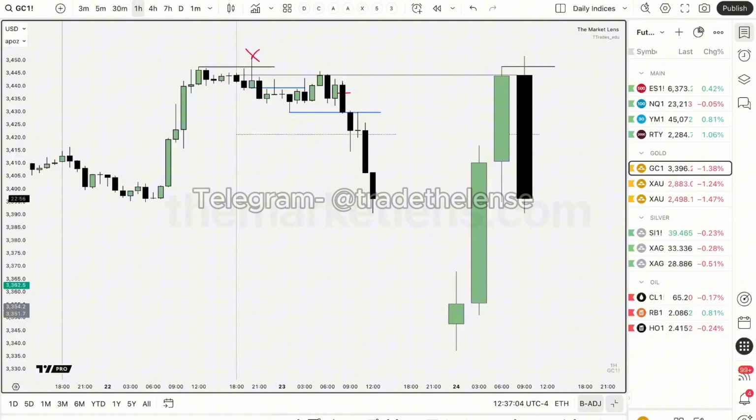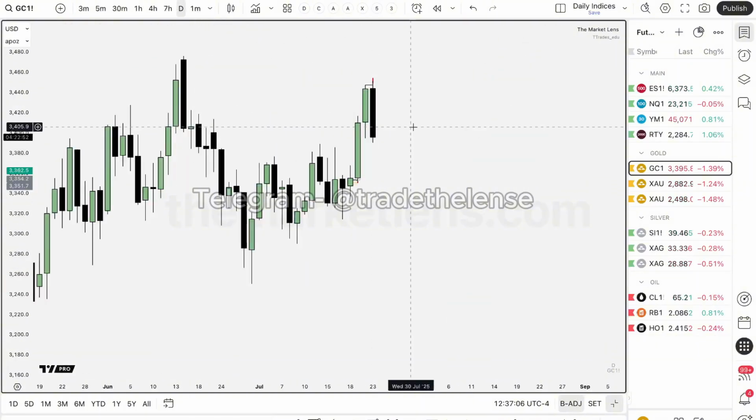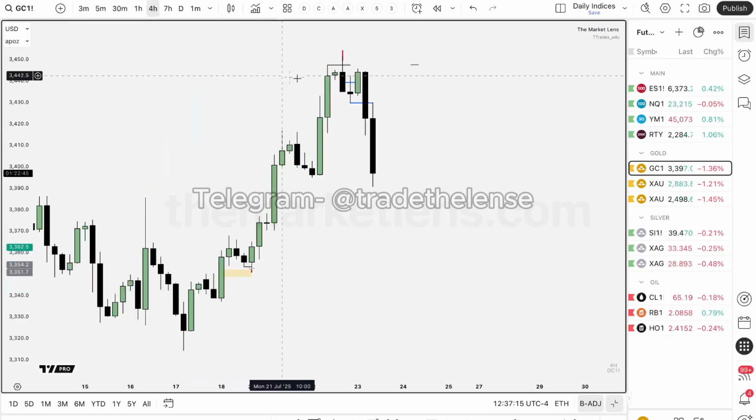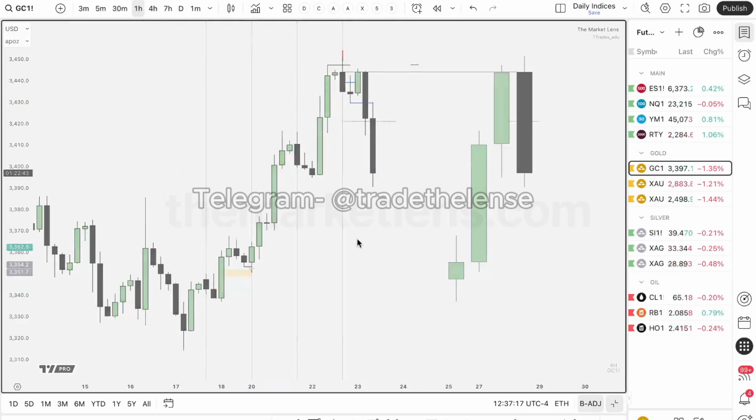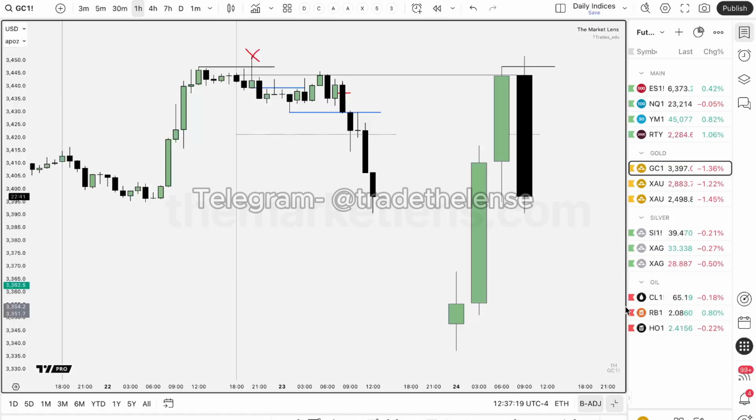So I see us on the daily on gold sweeping the previous day high this morning. Does that mean I am bearish? Does that confirm it? I go check the hourly, or you could use the 4-hour. Yes, it confirms it for me. And yes, you want to have the hourly CISD confirming or aligning with it.